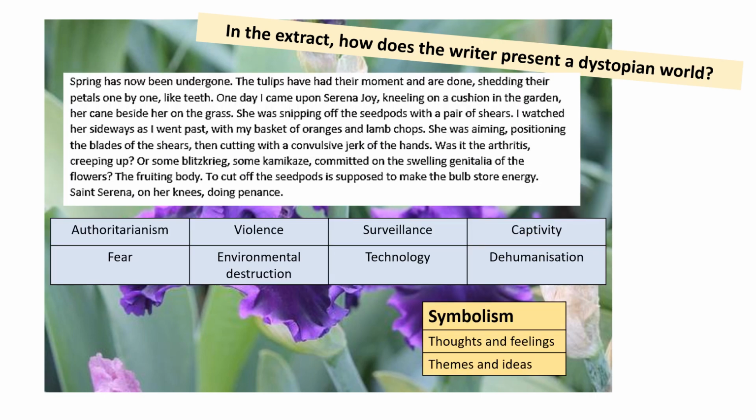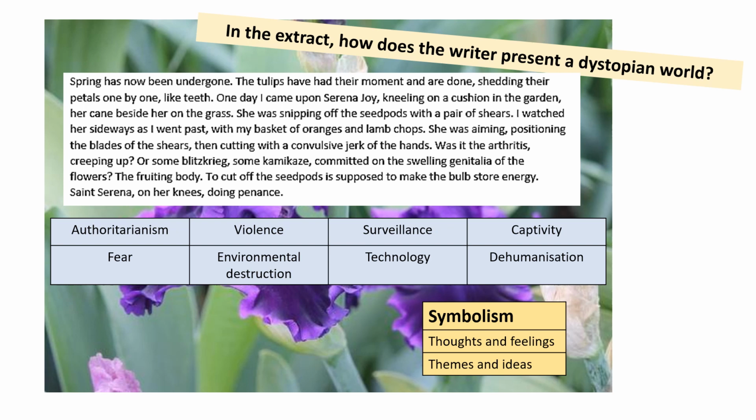So let's read the first part of the extract. Spring has now been undergone. The tulips have had their moment and are done, shedding their petals one by one like teeth. One day I came upon Serena Joy, kneeling on a cushion in the garden, her cane beside her on the grass. She was snipping off the seed pods with a pair of shears. I watched her sideways as I went past with my basket of oranges and lamb chops.